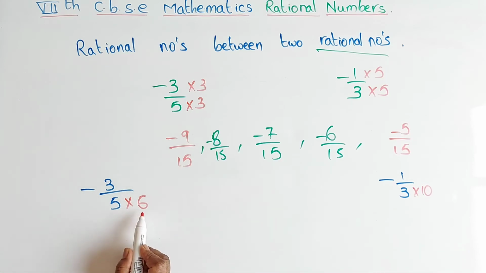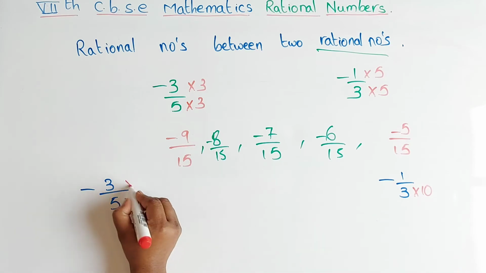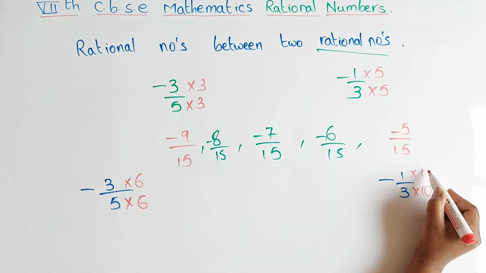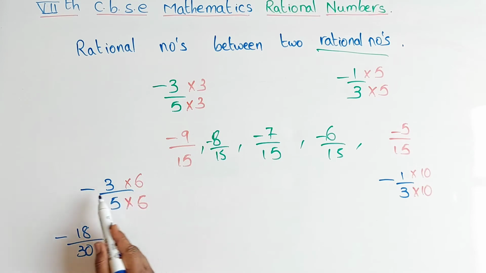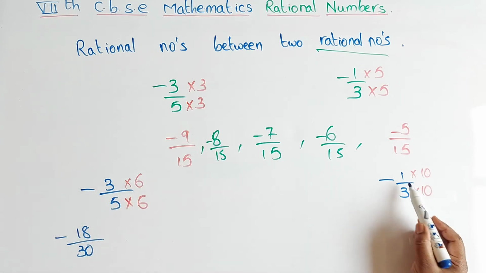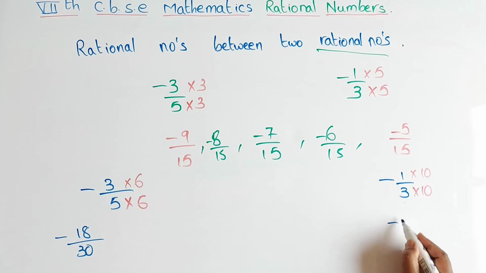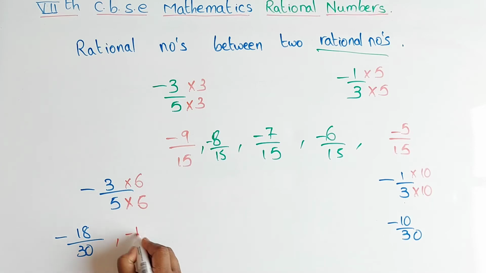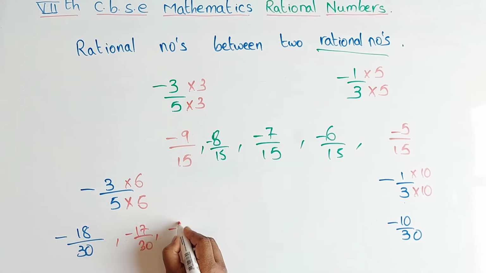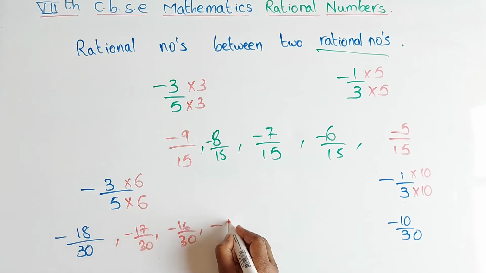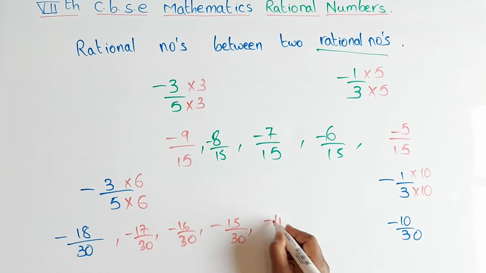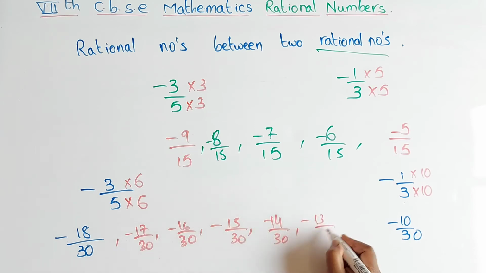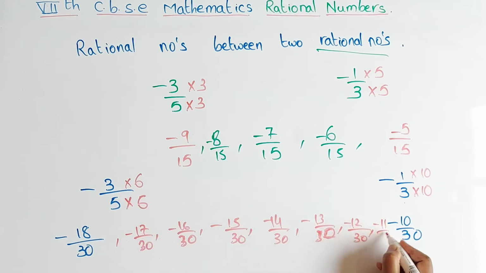See here, 5 into 6 is 30. 3 into 10 is 30. Here I am multiplying with 6 and here I am multiplying with 10. Minus 3 by 5 became minus 18 by 30 here. Now this minus 1 by 3 became minus 10 by 30 here. Now check here, minus 18 and minus 10. You can write many more numbers in between: minus 17 by 30, minus 16 by 30, minus 15 by 30, minus 14 by 30, minus 13 by 30, minus 12 by 30, minus 11 by 30.